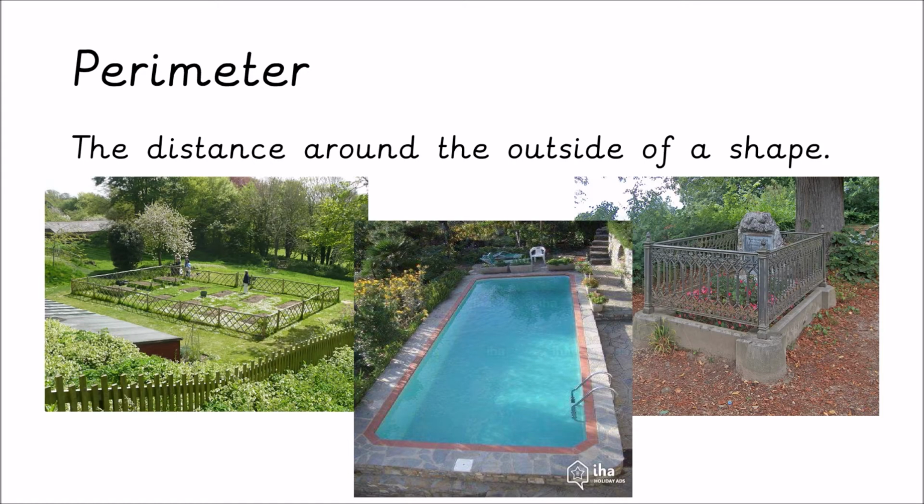Now, the perimeter is the distance around the outside of a shape. So here, the perimeter of the swimming pool would be the distance all the way around the edge of it. Here, the perimeter of the garden would be the distance all the way around the edge of it. And here, the perimeter of this burial plot would be all the way around the edge of it. Okay?